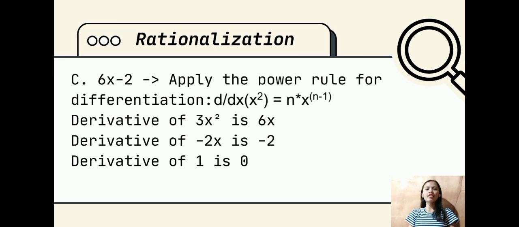The correct answer is letter C, 6x minus 2. Apply the power rule for differentiation. We have the derivative of x to the n is equal to n times x raised to the power of n minus 1. Derivative of 3x squared is 6x. Derivative of negative 2x is negative 2. Derivative of 1 is 0. So we have the derivative of f(x) equals 3x squared minus 2x plus 1 is 6x minus 2.